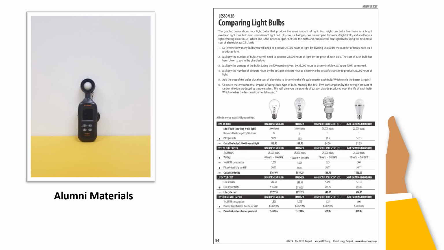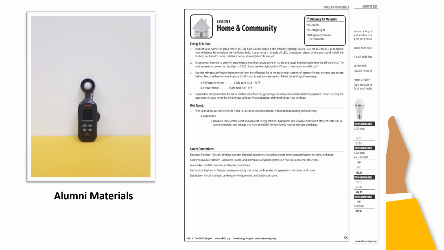After the lab, students will compare the cost of each bulb, cost of electricity, life cycle cost, and the environmental impact of different light bulbs, and complete the graphic below. This year, we have added the halogen light to the list. Lastly, students will complete the home and community worksheet and install their kit items in their homes or community.